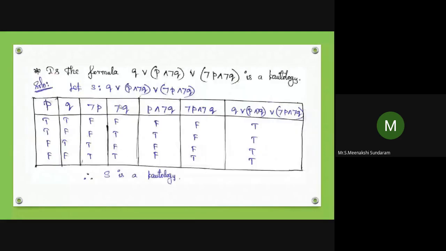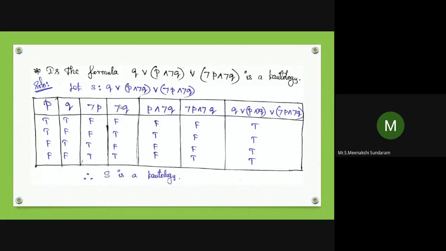For example, is the formula Q disjunction (P conjunction negation Q) disjunction (negation P conjunction negation Q) a tautology? Check whether it is a tautology or not. Otherwise you can take S1 as P conjunction negation Q, S2 as negation P conjunction negation Q, and then S3 as Q disjunction P conjunction negation Q. Whatever you can write, or S1, S2, S3 simultaneously with disjunction.